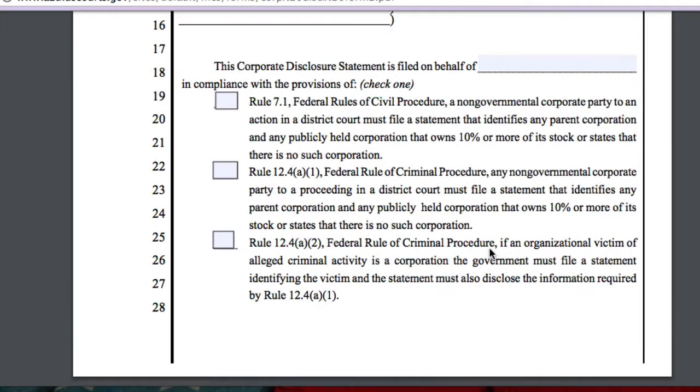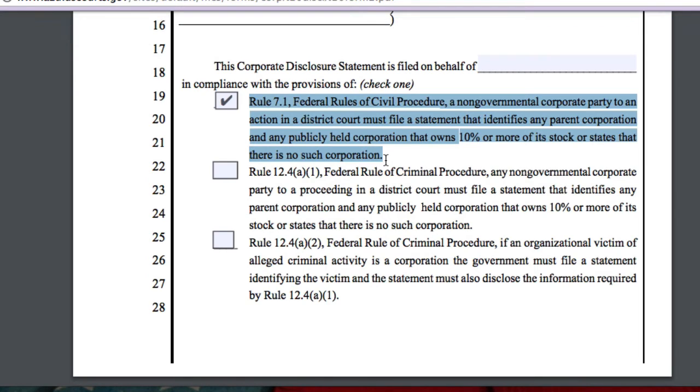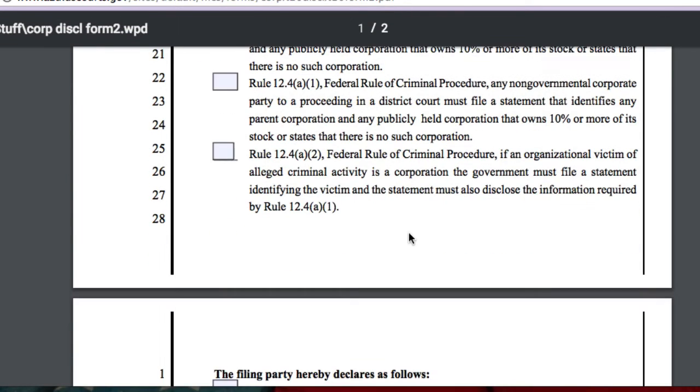And as you can see here, there's essentially three different grounds you want to be talking about, 1, 2, or 3. But essentially, the main one here is Rule 7.1. And all this says is the judge and the court wants to know if anybody else owns 10% or more of stock in the corporation. And that's kind of the main deal here. So if so, you're going to disclose who those parties are. It may be another LLC with an interest in your corporation, but you need to let the judge know why.